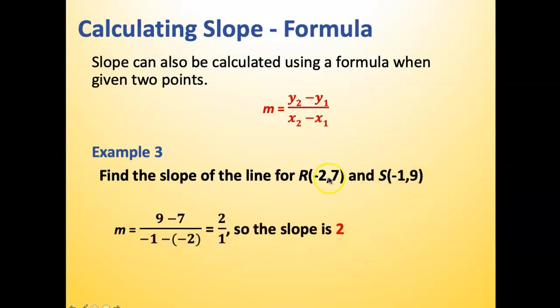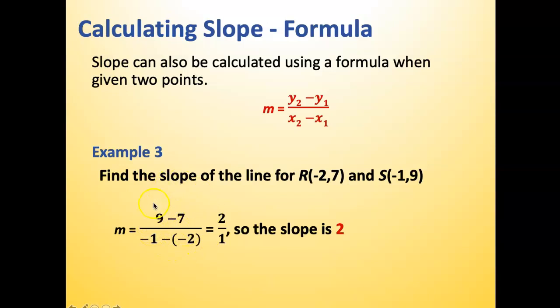So when we plug them in, y sub 2, 9, minus your y coordinate, 7, all over, or divided by, x sub 2, that's negative 1, minus x sub 1. X sub 1 is negative 2, so you will see here negative 2. Again, be careful, you have two negatives side by side, that will become plus.